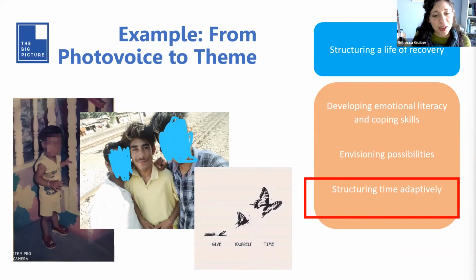And then very interestingly, this person brought an image just of an internet meme of a caterpillar turning into a butterfly. And it said, "Give yourself time," a transformation from the caterpillar to butterfly. And in analyzing this text and others, this led me to think about structuring a life of recovery as one mechanism of resilience for recovery. That amongst many of the tasks and things that people who are in addiction have to do, they actually have to structure their time actively and adaptively in recovery.